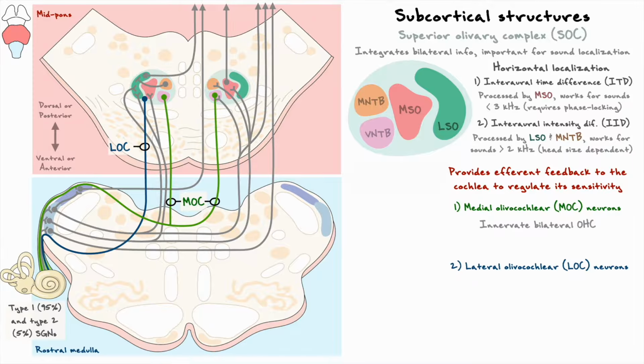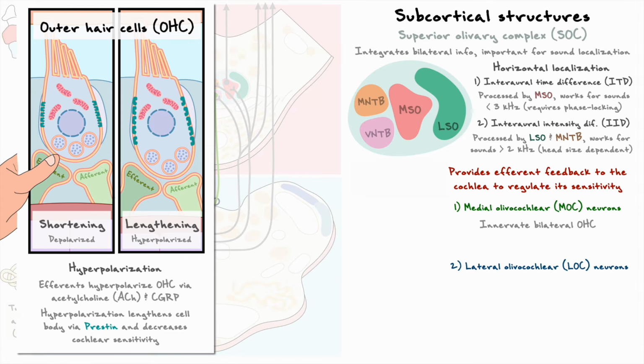Recall that outer hair cells had a protein called prestin embedded in their lateral surface, and it allowed the cell to change size upon changes in cell charge. This process was also known as electromotility. In any case, we mentioned that when outer hair cells get hyperpolarized, their cell body lengthens, and that causes the sensitivity of the cochlea to decrease. This hyperpolarization is directly induced by the efferent input of MOC neurons that release mostly acetylcholine on outer hair cells. Decreasing the sensitivity of the cochlea can be particularly important to protect the inner ear under the stress of loud sounds.